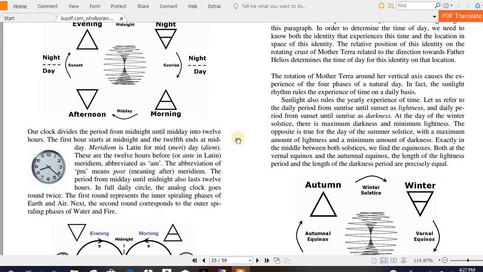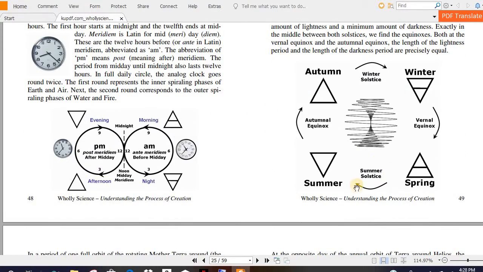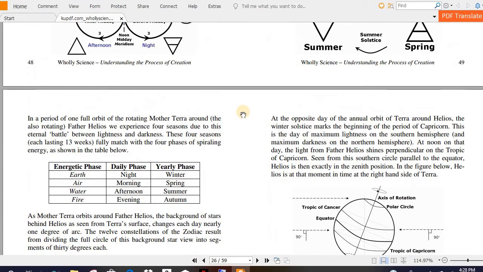Sunlight also rules the yearly experience of time. Let us refer to the daily period from sunrise until sunset as lightness, and the daily period from sunset until sunrise as darkness. At the day of the winter solstice, there is maximum darkness and minimum lightness. The opposite is true for the day of the summer solstice, with a maximum amount of lightness and a minimum amount of darkness. Exactly in the middle between both solstices, we find the equinoxes. Both at the vernal equinox and the autumnal equinox, the length of the lightness period and the length of the darkness period are precisely equal. Summer, winter, autumn, spring. See, this matches up.